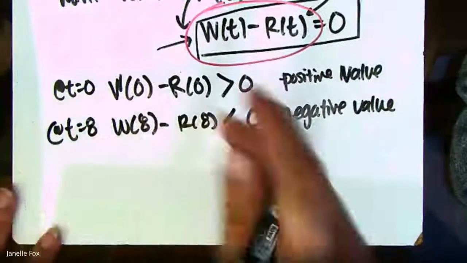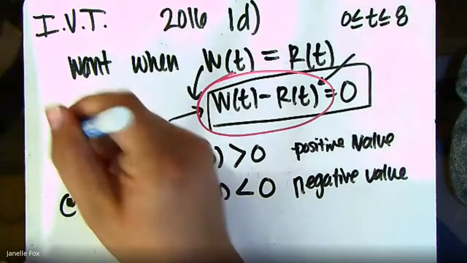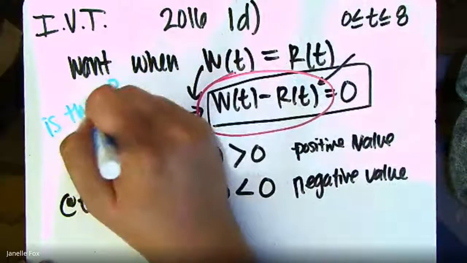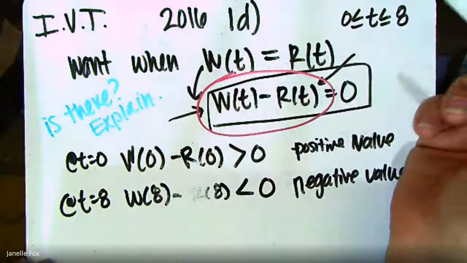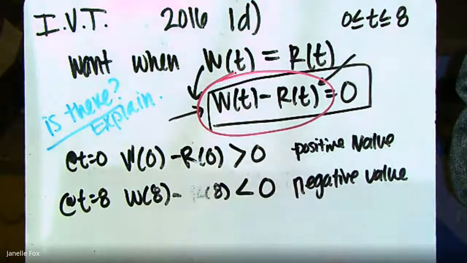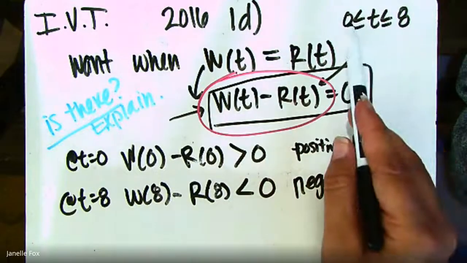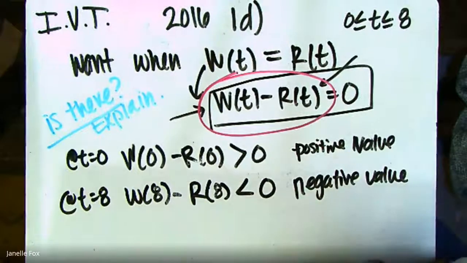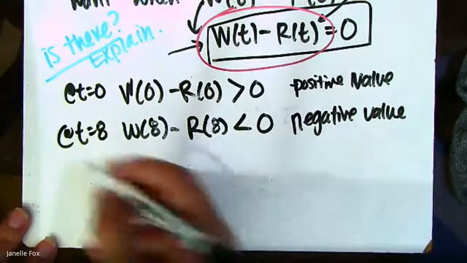So for an explanation, what was interesting about this question, guys, is that it asked you, is there a value, and it said to explain why. It didn't actually ask you for the value. It just said, is there a value? So once I figured out that at the first end point it was a positive value and the other one was a negative value, then of course it has to cross 0 in between by the intermediate value theorem. So that's what I wrote down.